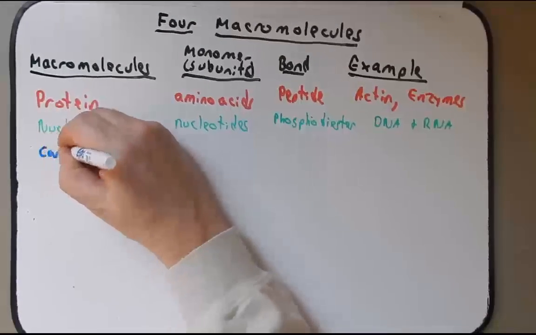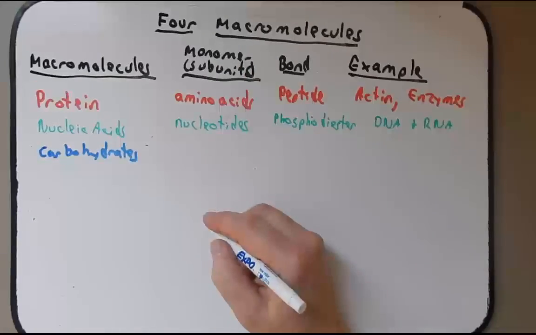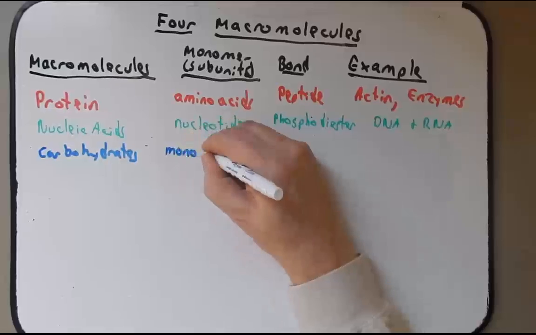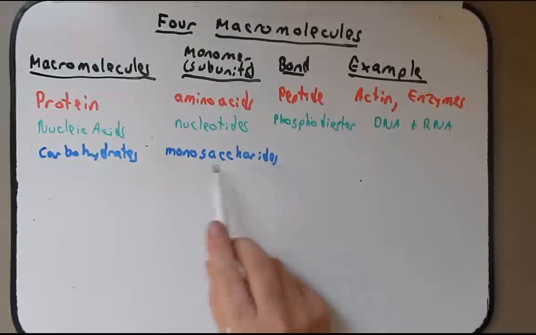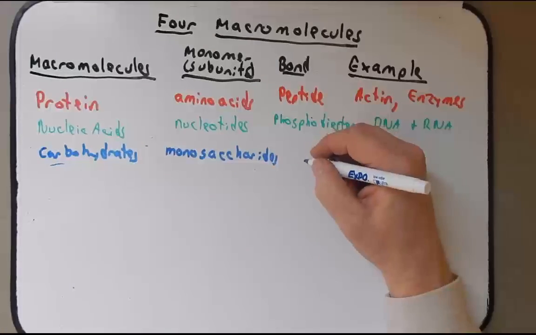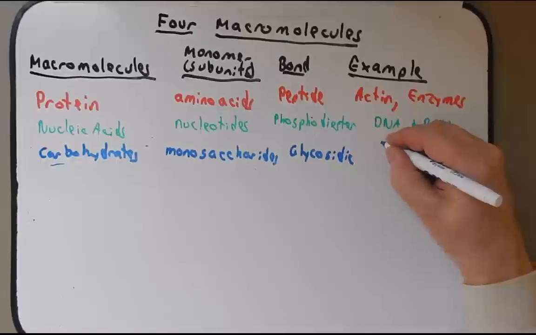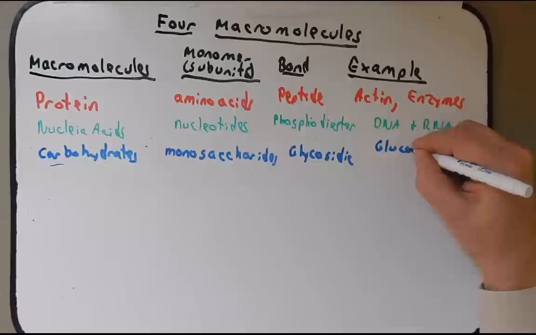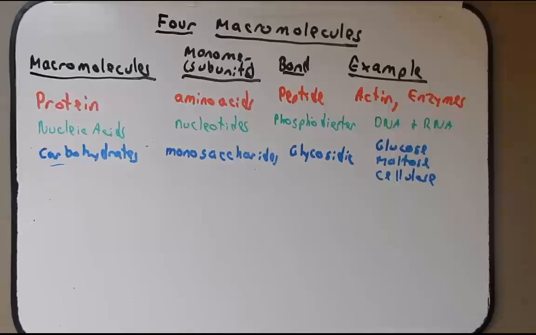Okay, the next one I want to talk about here are carbohydrates. The monomers, or the subunits of carbohydrates, we call monosaccharides. And these get strung together to form more complex carbohydrates. The bond that holds monosaccharides together to form complex carbohydrates are called glycosidic bonds. Some examples, and we'll go over these later. We have glucose, maltose, cellulose, and a lot of others that we'll talk about.